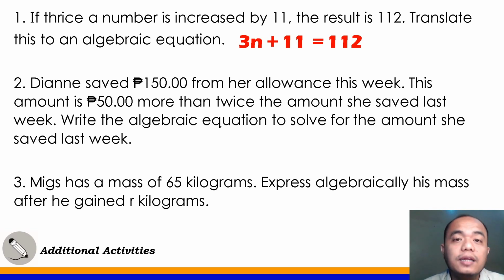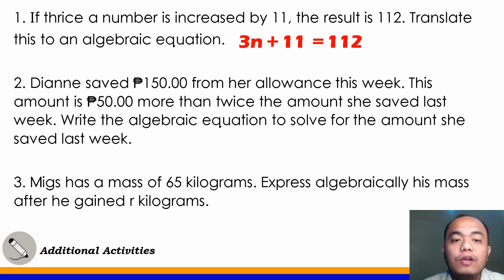Next, number 2. Diane saved 150 pesos from her allowance this week. This amount is 50 pesos more than twice the amount she saved last week. Write the algebraic equation to solve for the amount she saved last week. So, what we're looking for is the equation now, no? To represent the amount that Diane saved last week. So we will consider the second sentence in the problem.